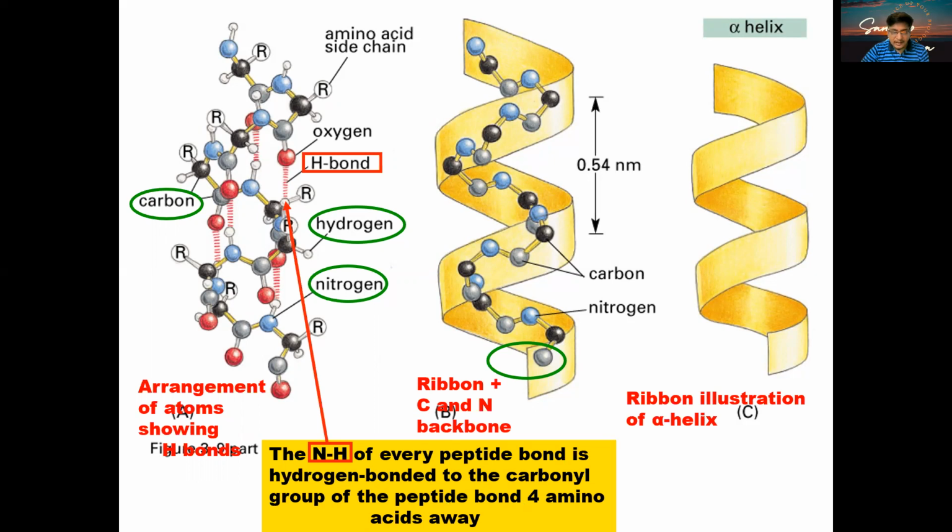So every fourth amino acid will have the bond, and you can see the distance here is going to be 0.54 nm, which can help you in solving many problems in biochemistry. And this is the carbonyl group.